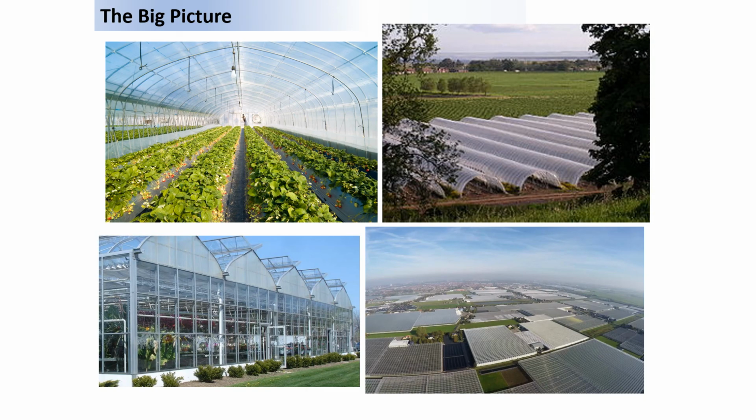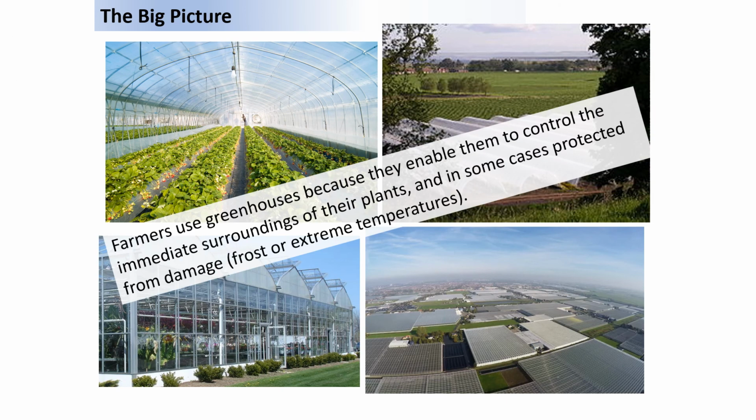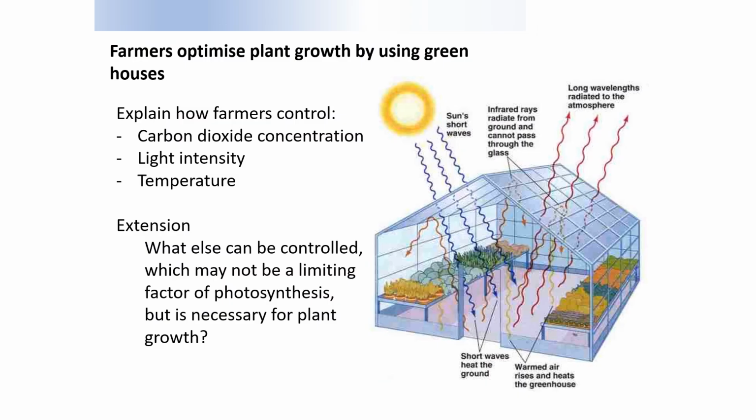This is the last part of the photosynthesis topic. Farmers use greenhouses because they enable them to control the immediate surroundings of their plants and in some cases protect them from damage like frost or extreme weather conditions like high temperature. The farmers optimize plant growth by using greenhouses.